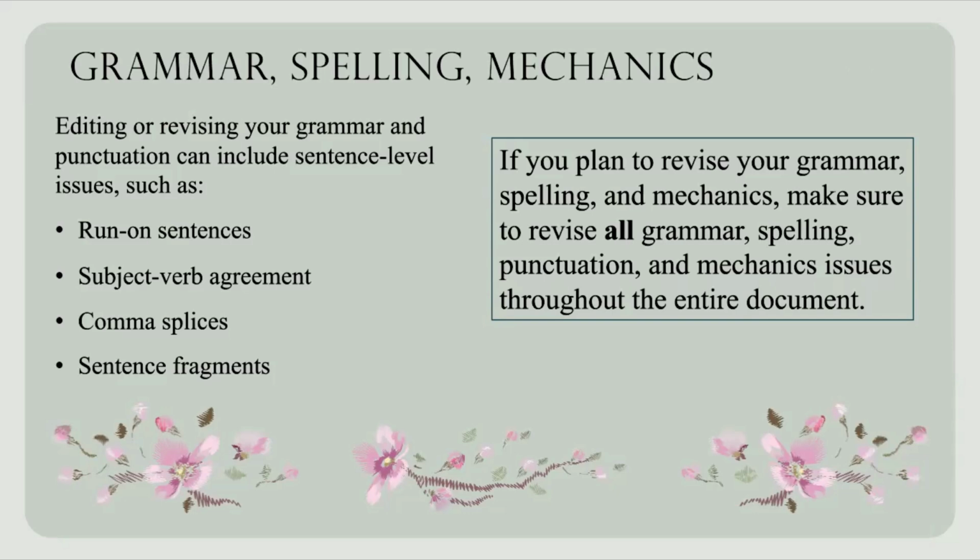So I would highly encourage you to use a Word document or a Google Doc that indicates what spelling and grammar errors there are. And anytime there's a squiggly line under one of your words or anything in your essay is underlined by Word, that means there is either a spelling, grammar, or mechanical issue with something in your sentence. And you can click on that and actually see what Word suggests for you in terms of fixing that issue. If you do plan to revise your grammar, spelling, and mechanics, make sure to revise all grammar, spelling, punctuation, and mechanics issues throughout the entire document, top to bottom.